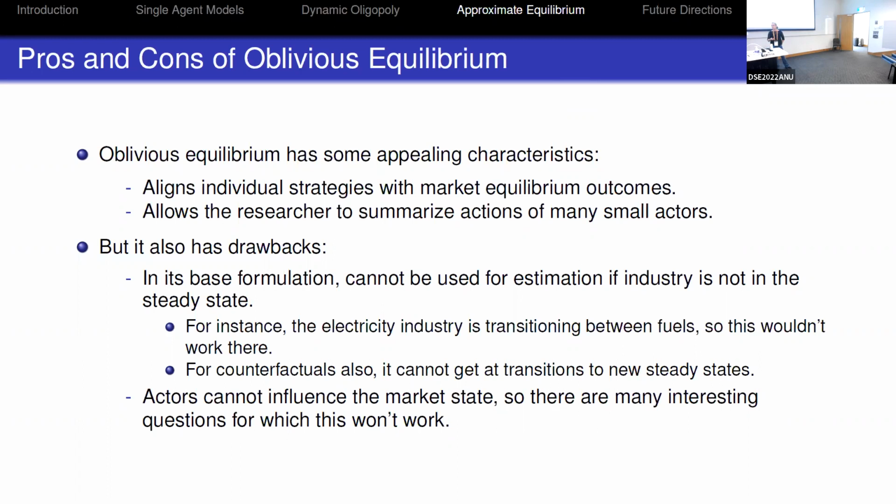Okay, the other problem as I see it is that because actors don't think they can affect the market state, and they do, but only kind of epsilon amount, you lose a lot of really interesting questions, right? So you lose some dynamic strategy kinds of questions.